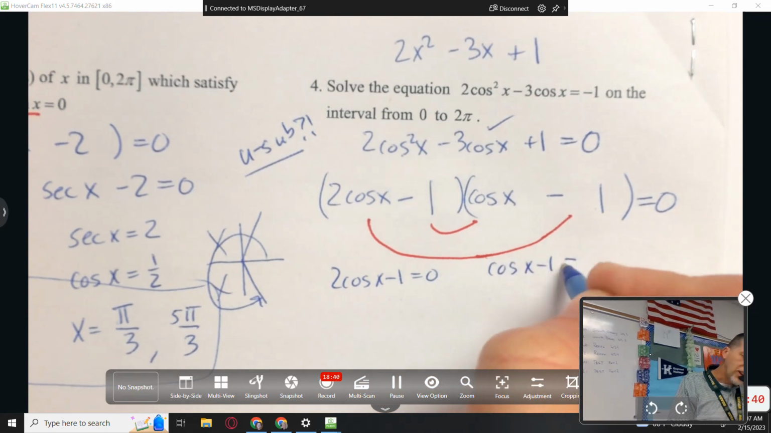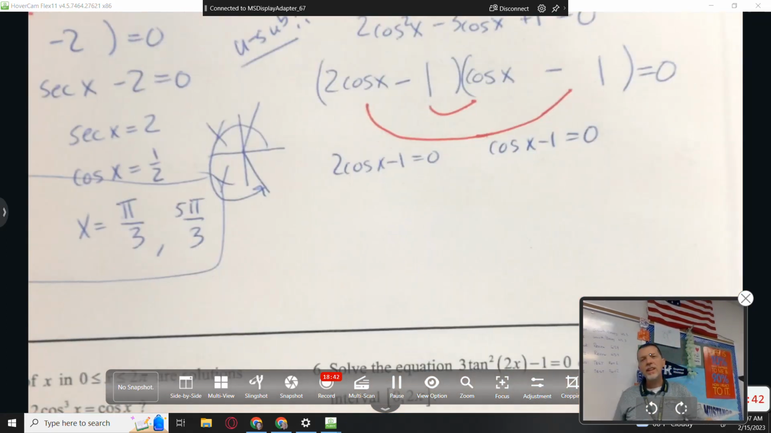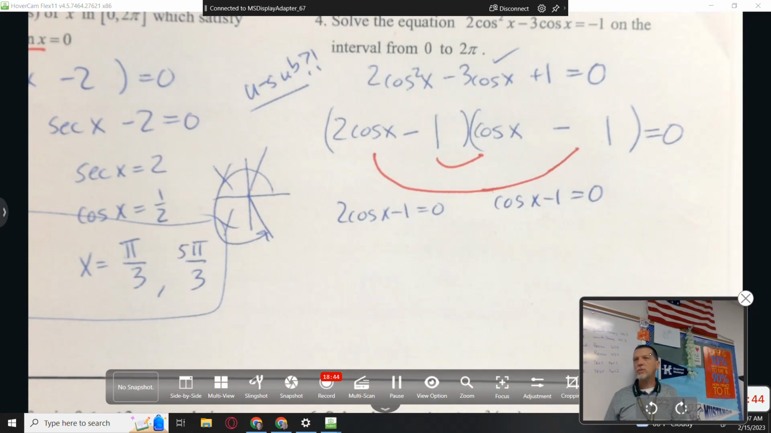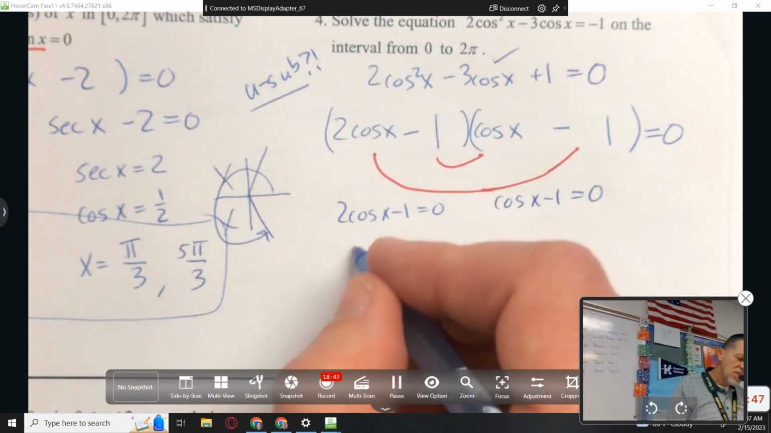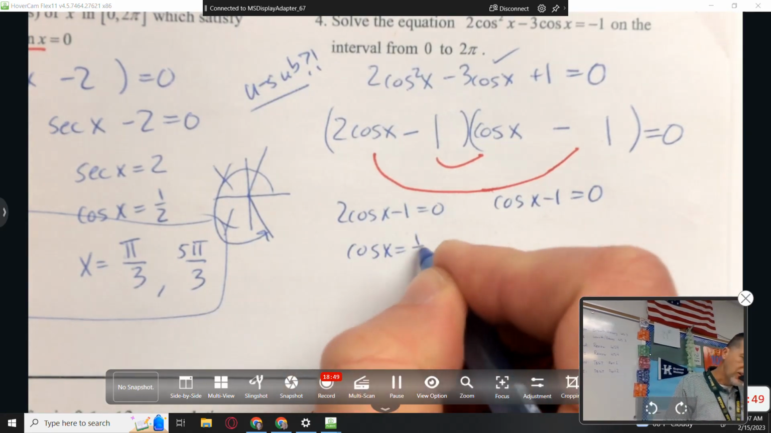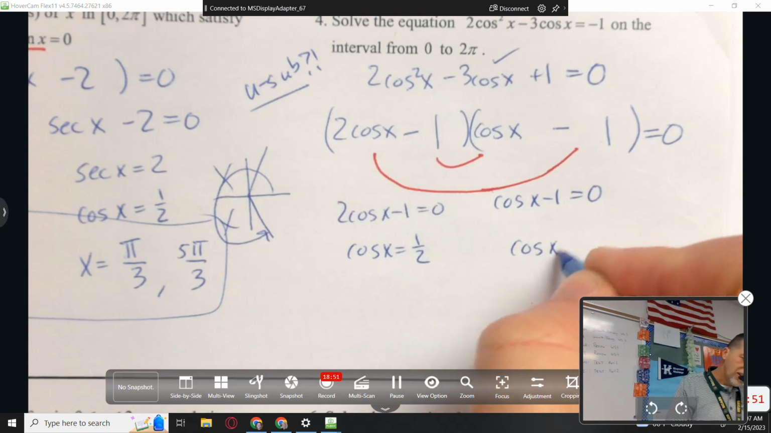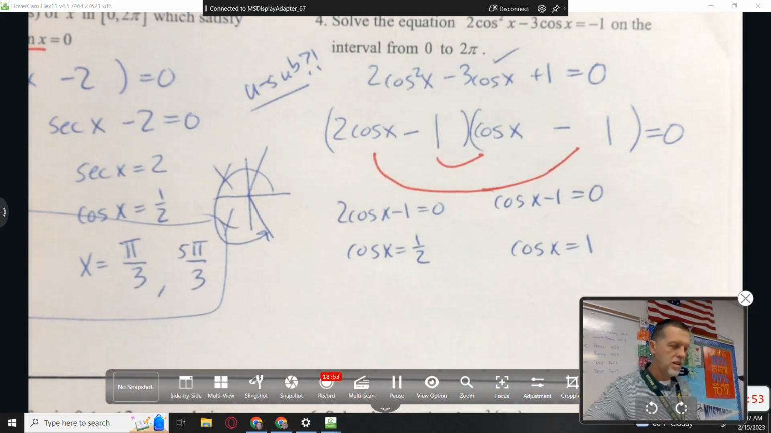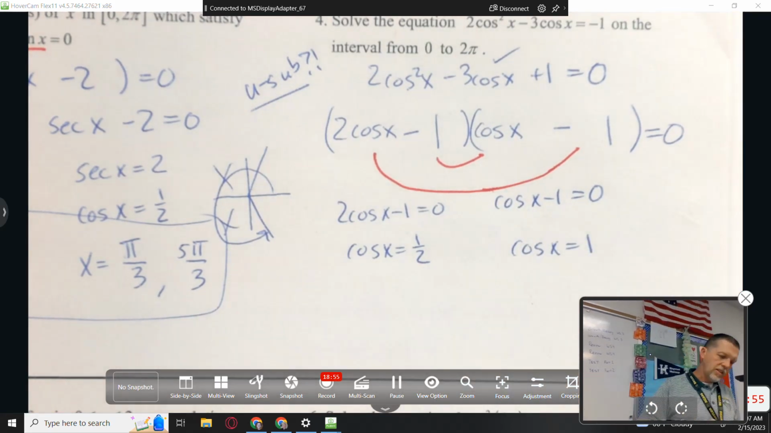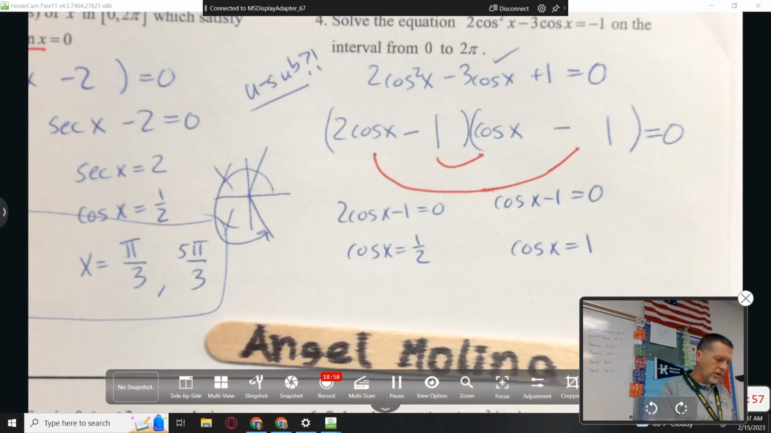All right, so set each factor equal to 0, and now it's turned into 2 problems from yesterday. Cosine of x equals 1/2. Cosine of x equals 1. So let's see. Angel, where's the cosine equal to 1/2?